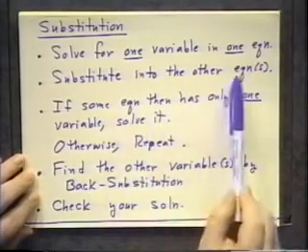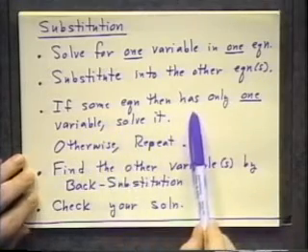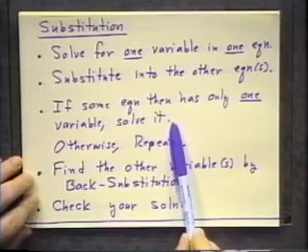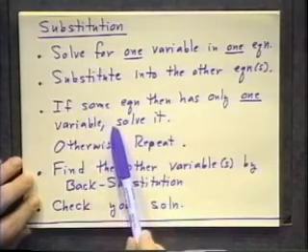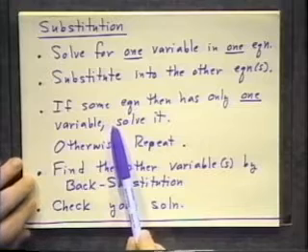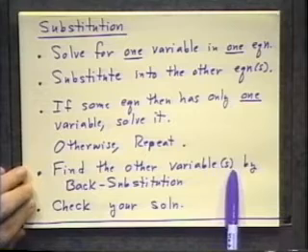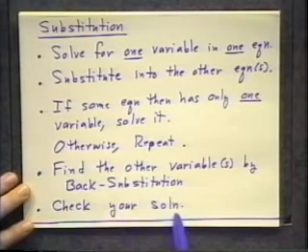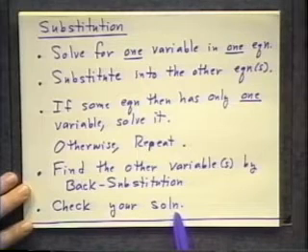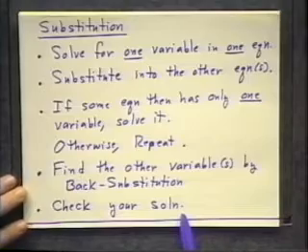Or equations, you may have more than one. Now, if some equation has only one variable, solve it for that variable. Otherwise, repeat the process from above until you get an equation that has only one variable. Then once you have that one variable, find the other variable or variables by back substitution, and be sure and check your solution. Now, I didn't check my solution in the last one because we've done the problem already twice. But you want to check your solution in the future.